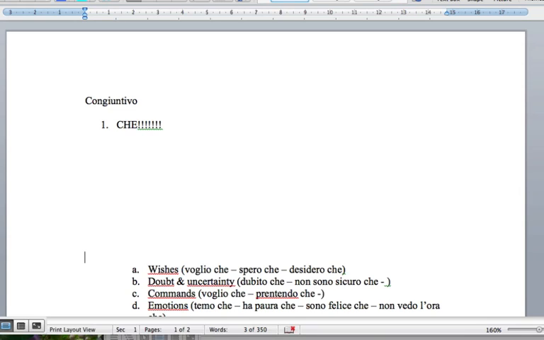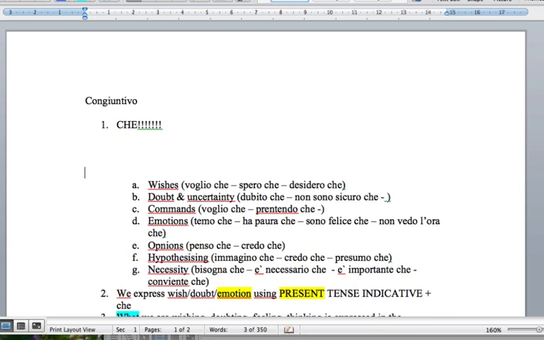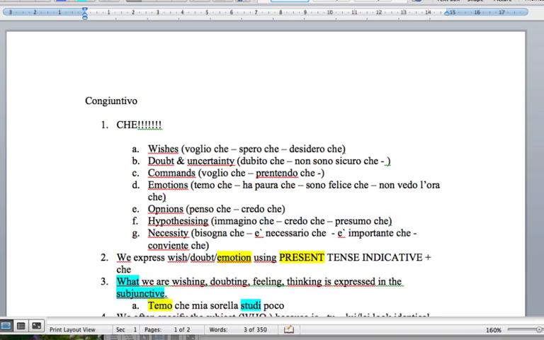Quick revision of the subjunctive. Usually when you are using che, the alarm bells should ring. The subjunctive in 90% of the cases will be introduced with a che. And what are we using it for? We're using it for wishes. For example, voglio che, spero che, desidero che.